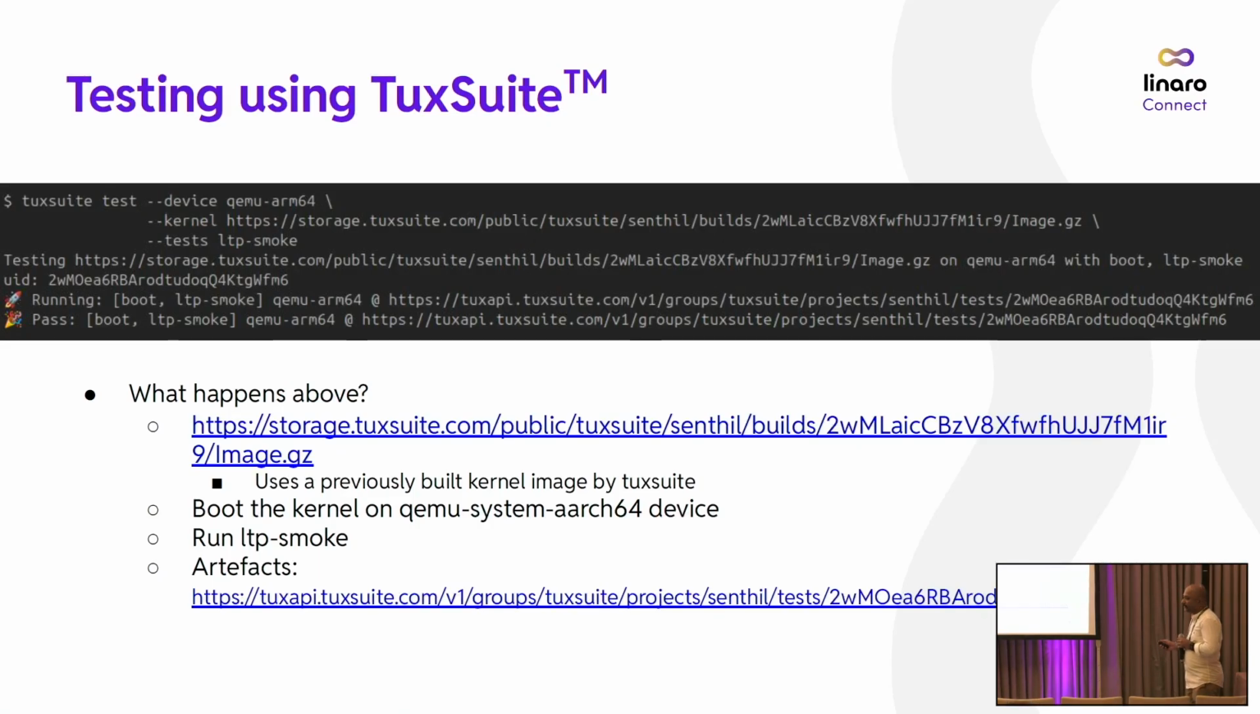As far as testing is concerned, we have a very similar interface where we again use the TuxSuite CLI, and then we say test, and we mention on which device we want to test. So here I am going to test on QEMU ARM64, and the kernel is nothing but the kernel which has been built, the image.gz, which I built in the previous step. And then I am asking the test use case to do an LTP smoke test. All these tests involve boot as a default test that will be run whether you mention it or not. So first it will boot, and then the requested test will be run.